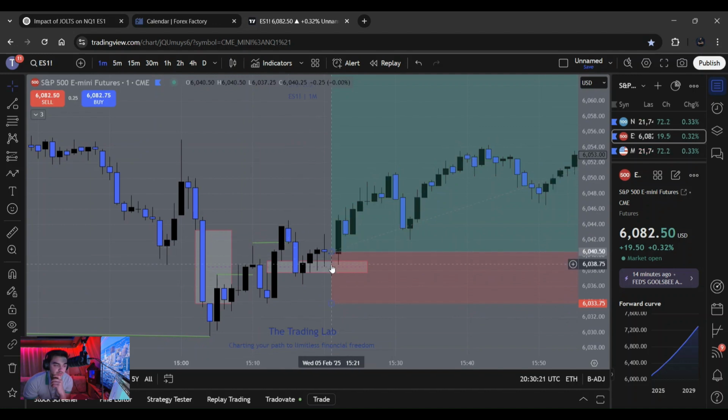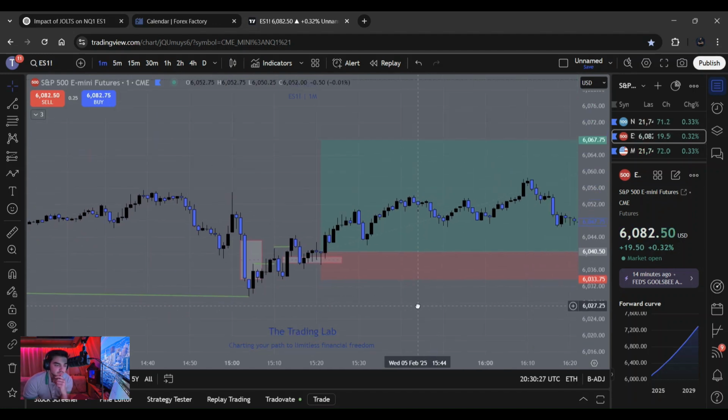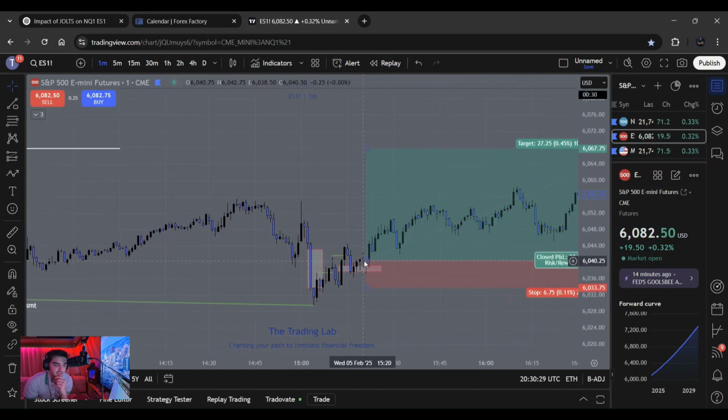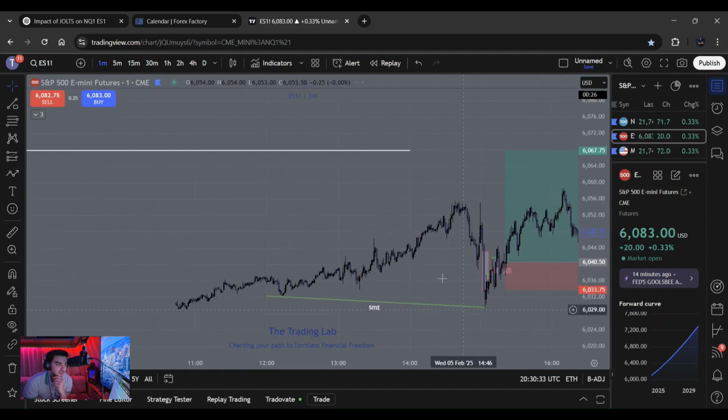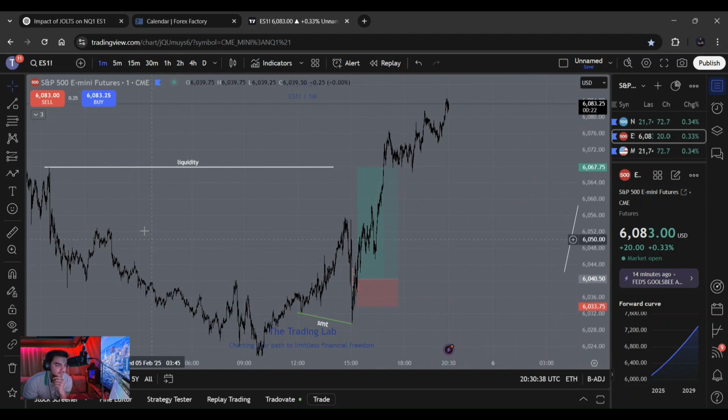and then once it's respected, we can look for our buy positions, which would be entering on the candle when we respected it, stops at the low, targeting a higher time frame draw on liquidity, such as these highs here.